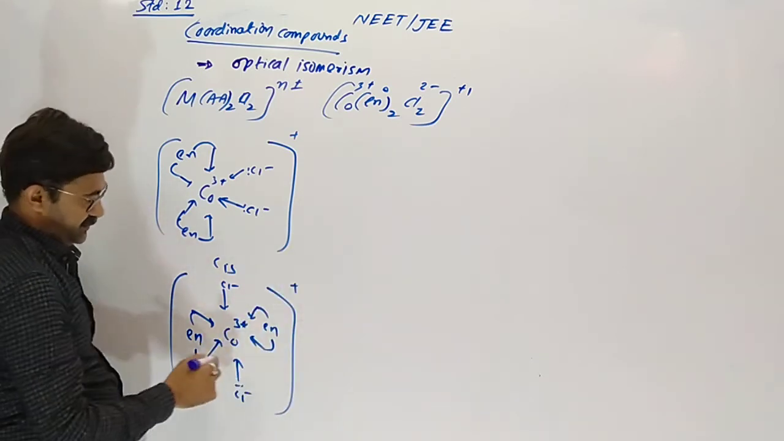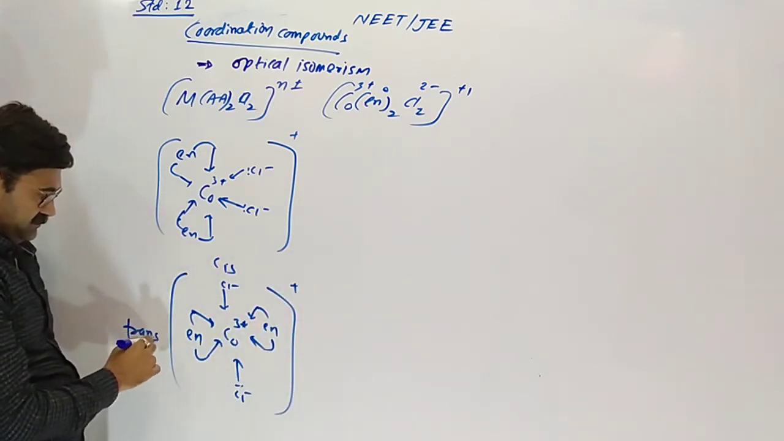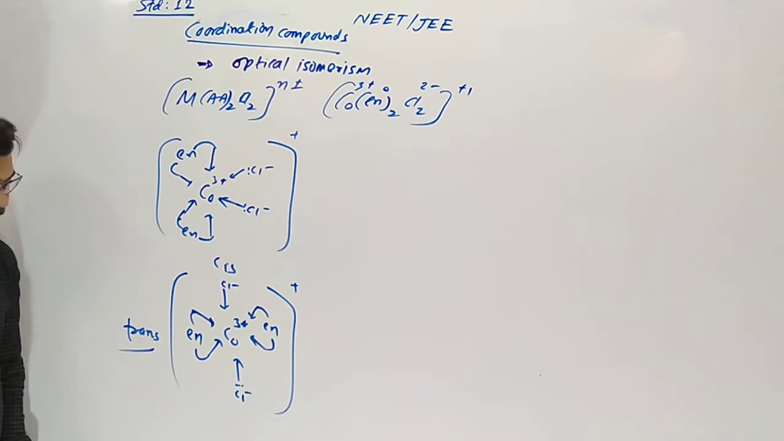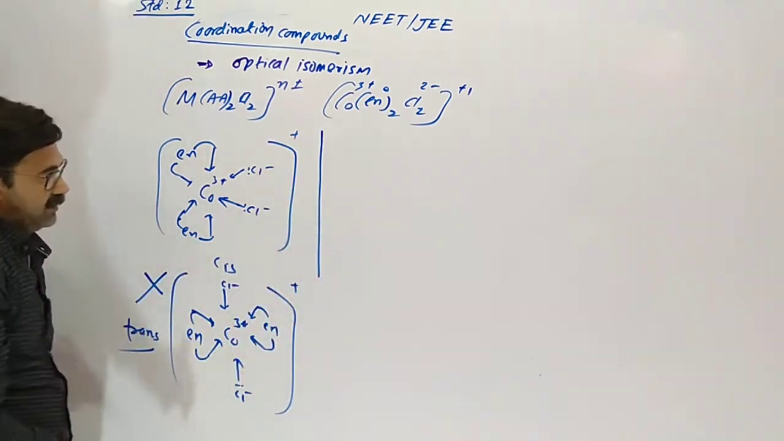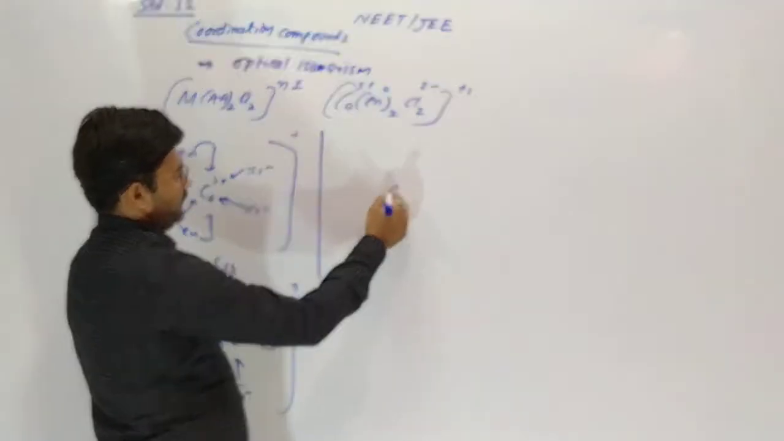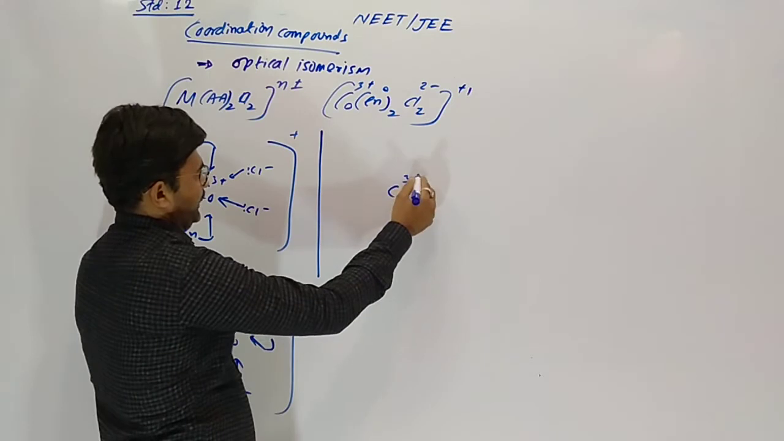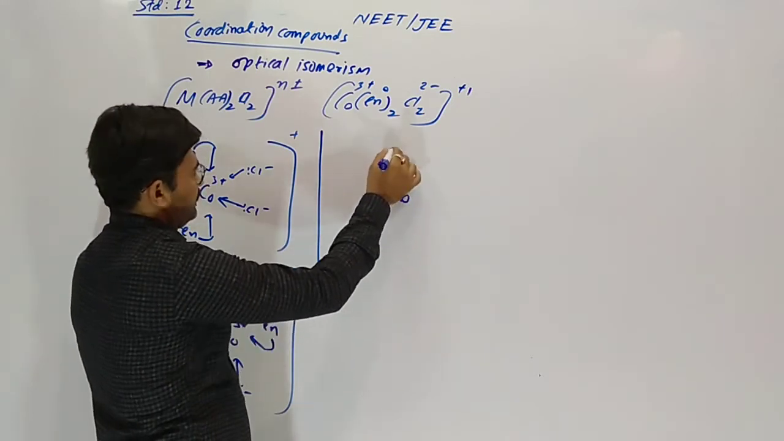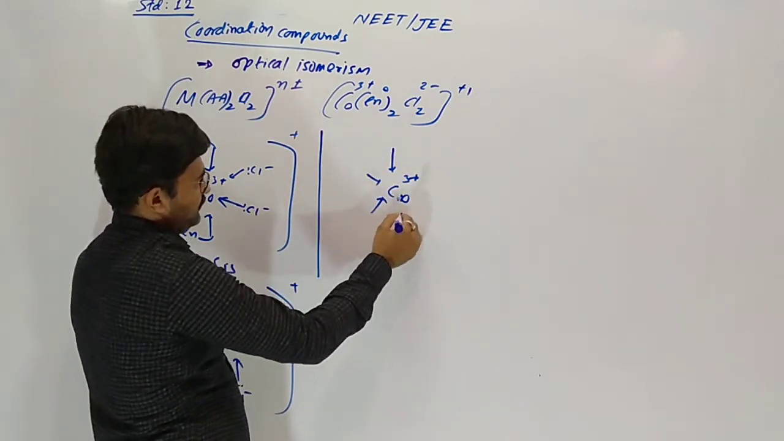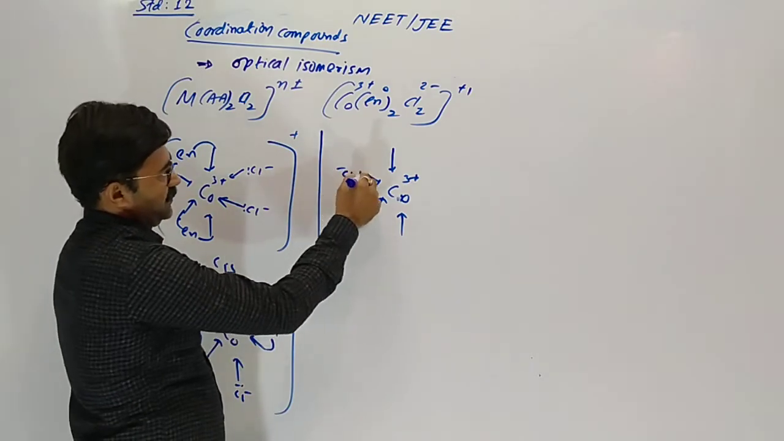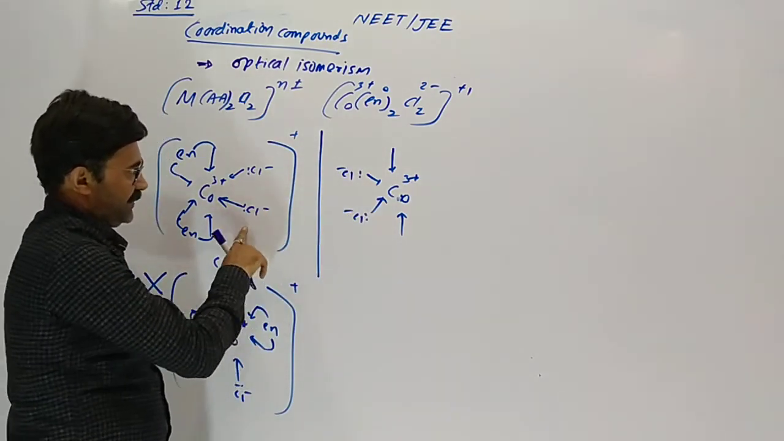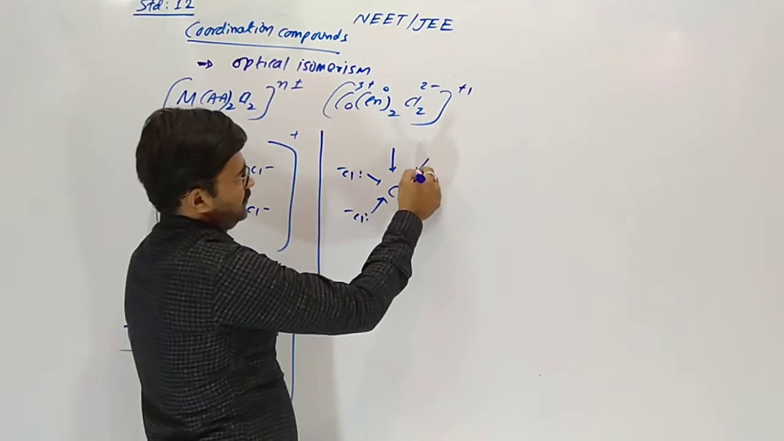So this one is a trans. So trans is not optically active. Remember, only cis is optically active. In the trans, getting the mirror image, 2 chlorido comes on the left hand side, here it is on the right hand side.